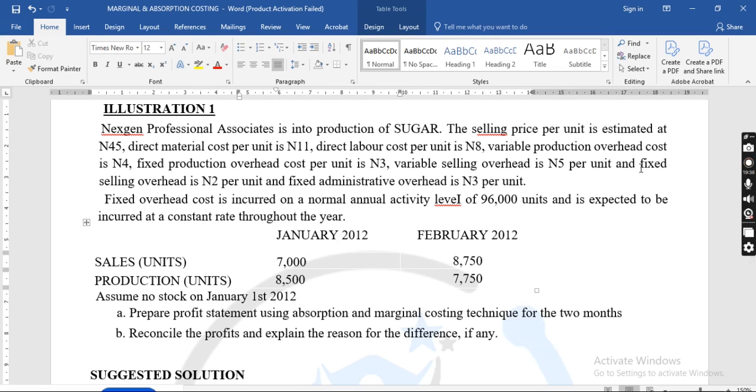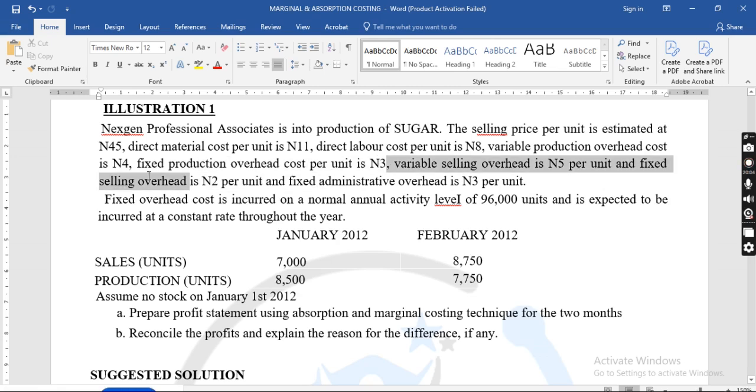The fixed selling overhead is your expenses. The fixed administrative is also an expense, but the fixed production is the one that is attributable to the production. That is your OAR. You can see in this question, your fixed production overhead cost is given already. So you don't need to do budgeted overhead over budgeted levels of activities. Why? Because the unit cost of fixed production overhead is given already.